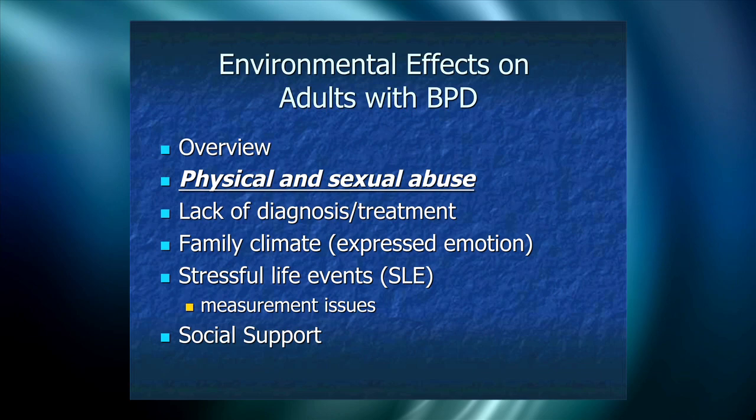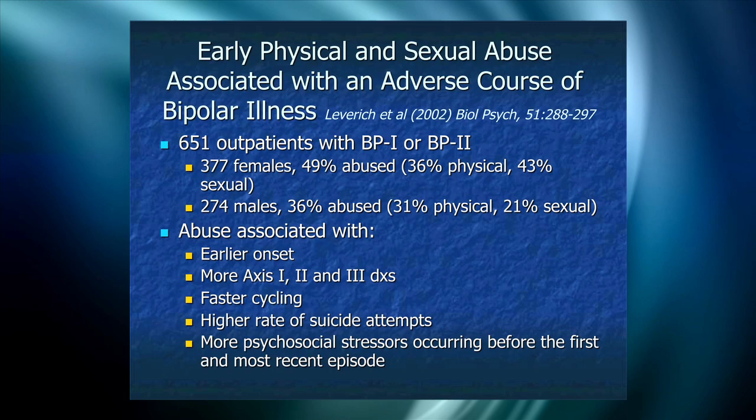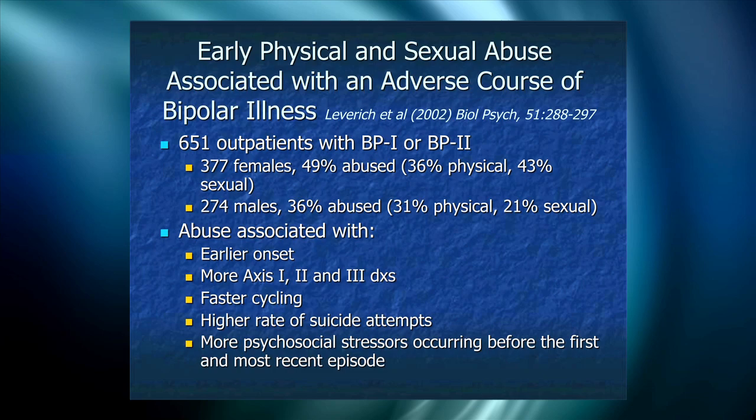Let's talk specifically about physical and sexual abuse. Some of the best work has been done by Leverich and Post. They studied 651 outpatients with bipolar type 1, meaning the full mania, the full depression, or bipolar type 2, meaning hypomania and full depression.